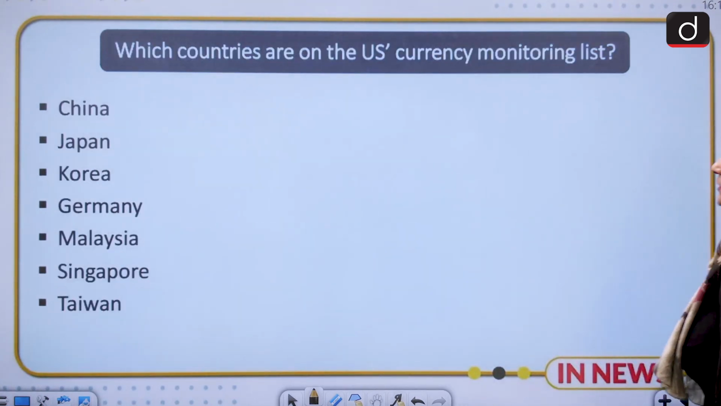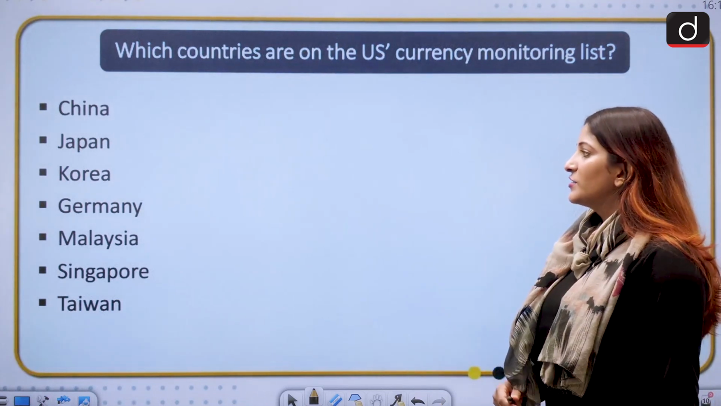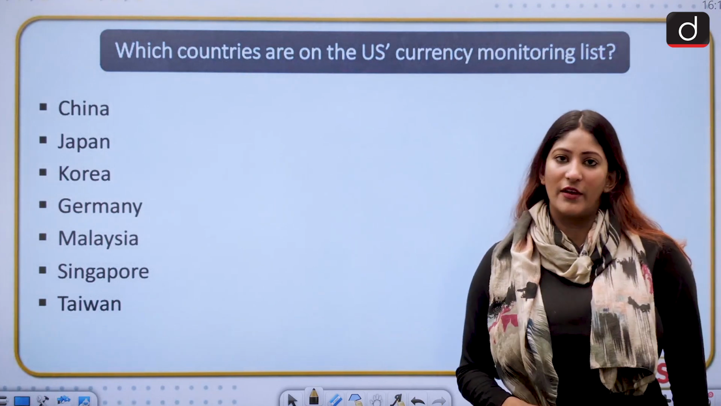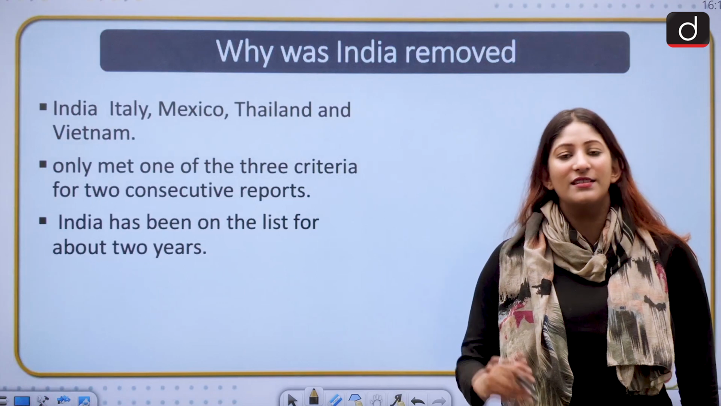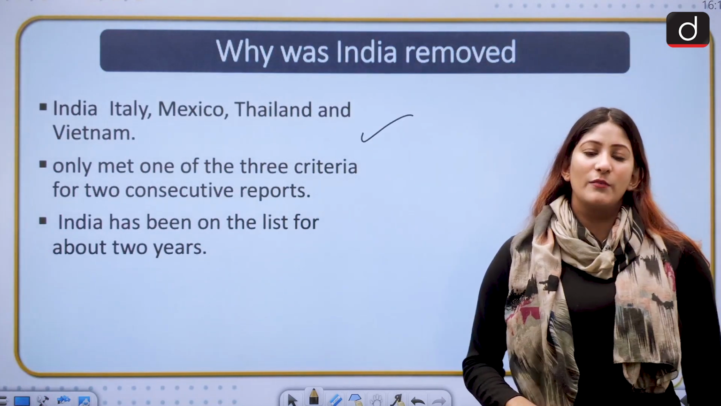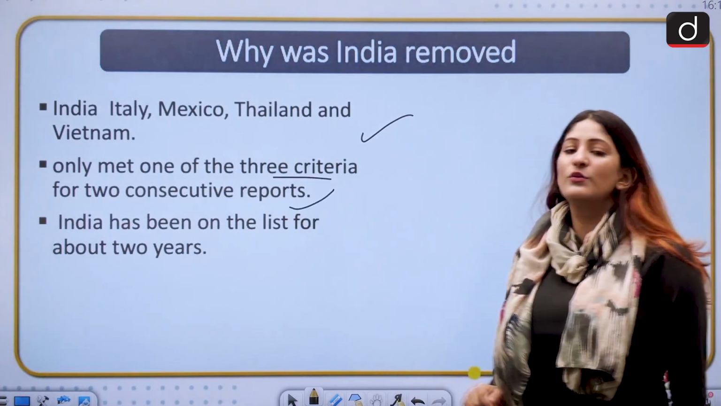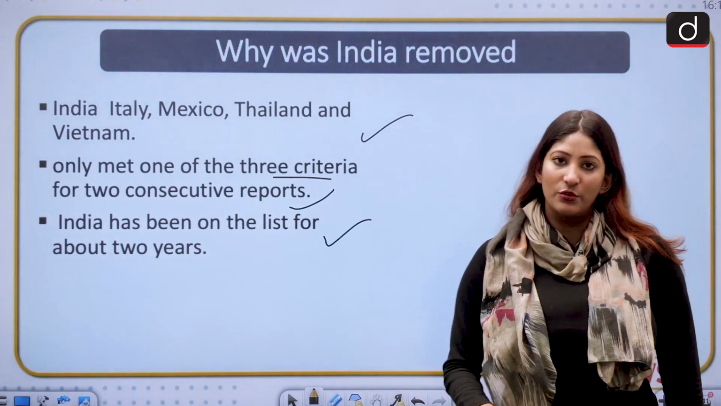Moving ahead, if we talk about which other countries are still reflected in this list: China, Japan, Korea, Germany, Malaysia, Singapore, and Taiwan. All right. Also, if we talk about the removal of countries, India along with Mexico, Vietnam, Thailand, and Italy has been removed because these countries only met one of the 3 criteria for 2 consecutive reports. And India has been on the list for about 2 years.